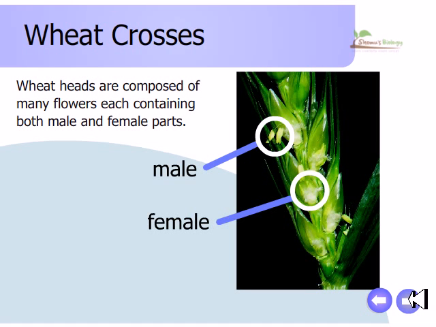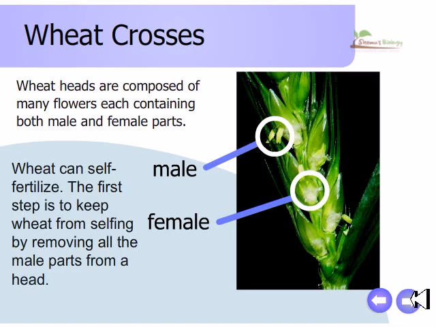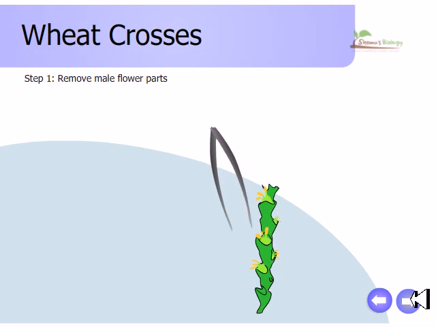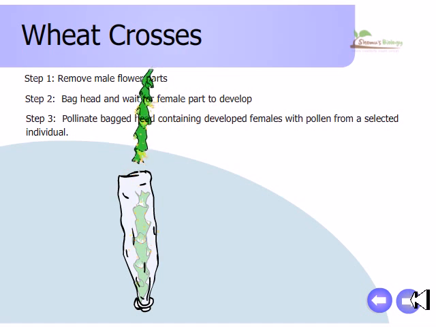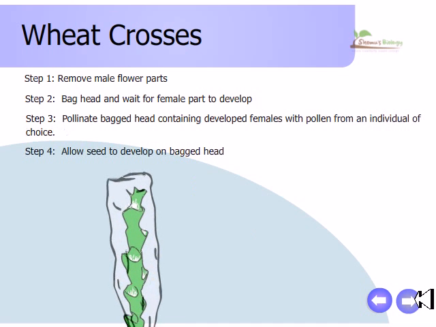Wheat heads are composed of many flowers, each containing both male and female parts, as we can see in this picture. Wheat can self-fertilize. The first step is to prevent this by removing all the male parts from a head. Remove the flower male parts, then bag the head and wait for the female parts to develop. Pollinate the bagged head containing developed females with pollen from a selected individual male.